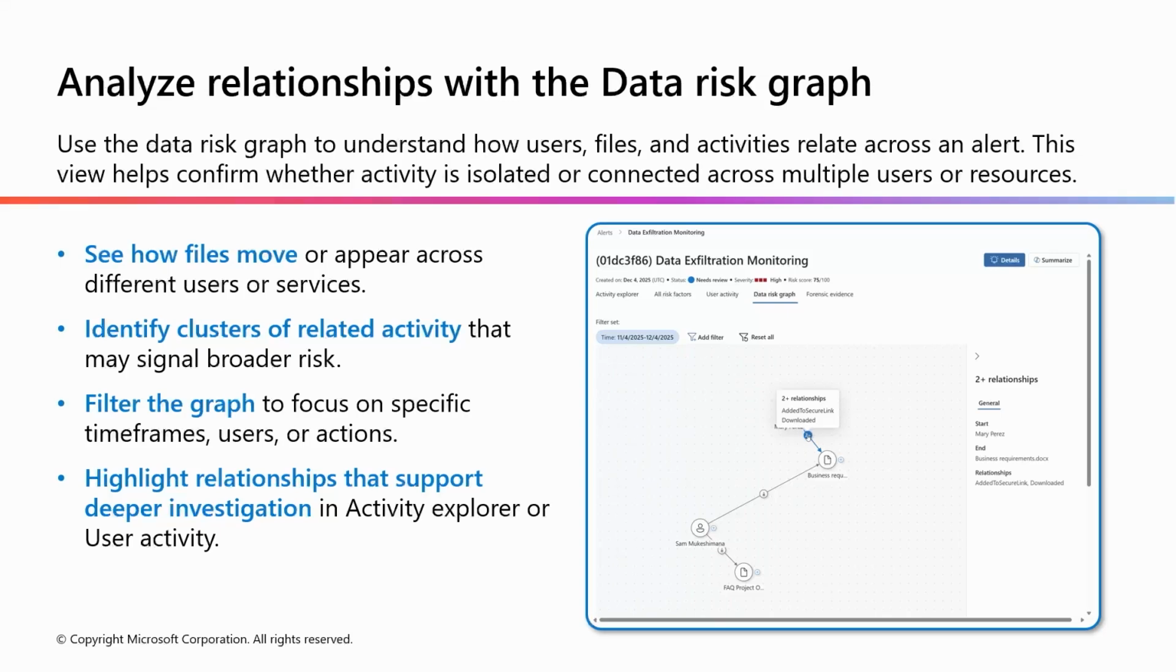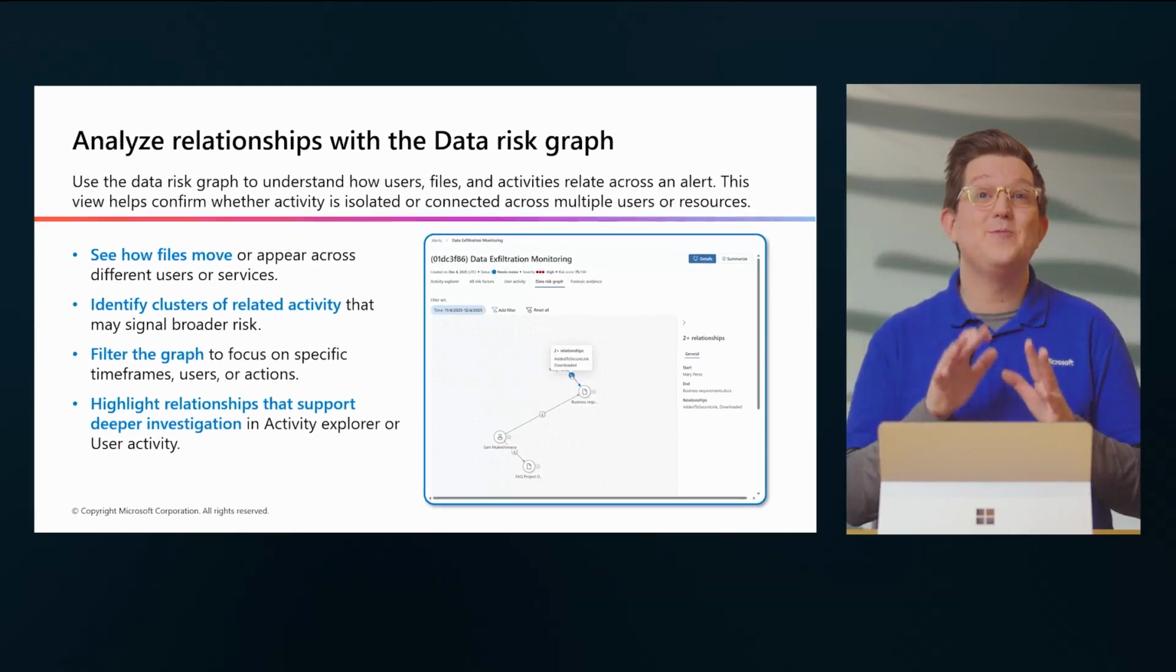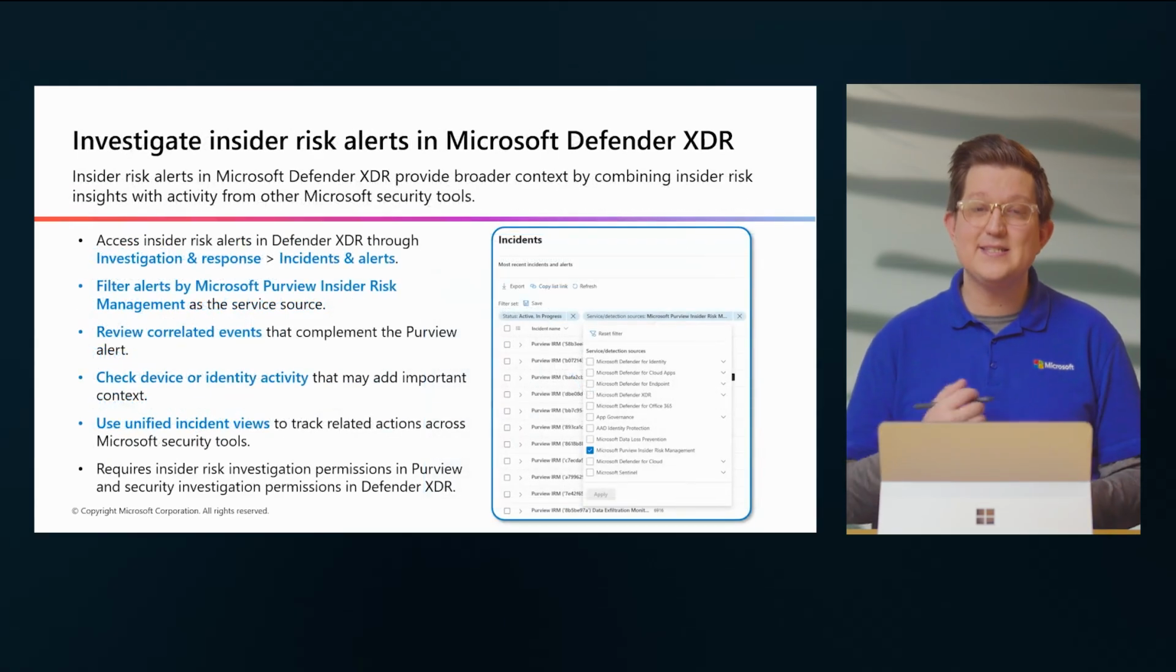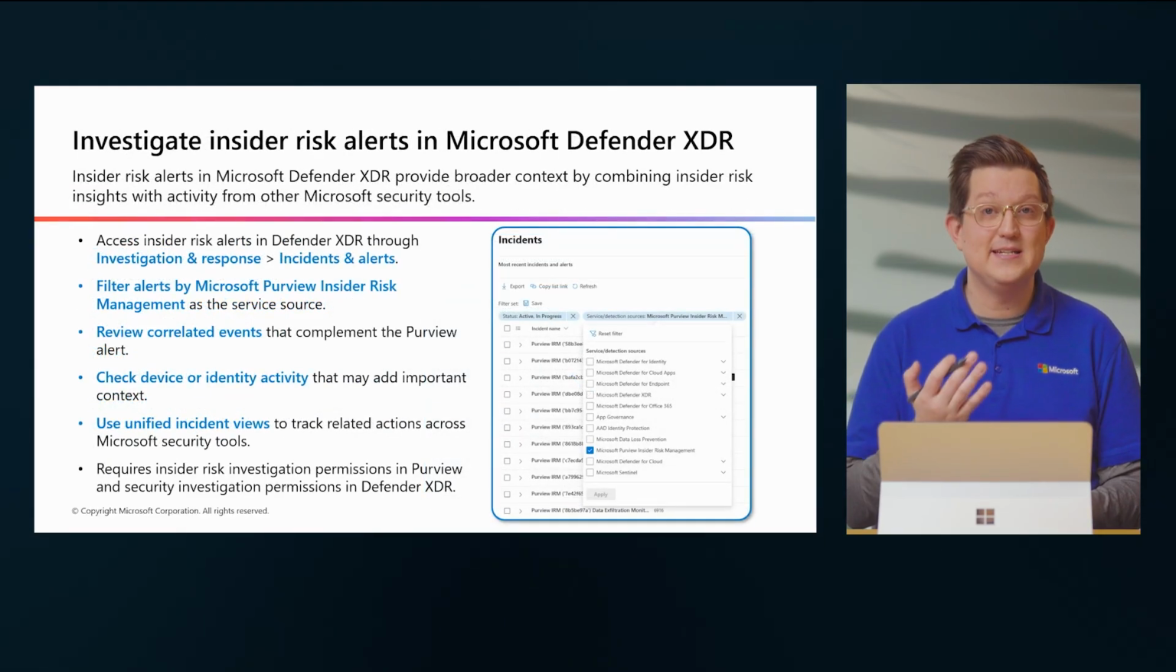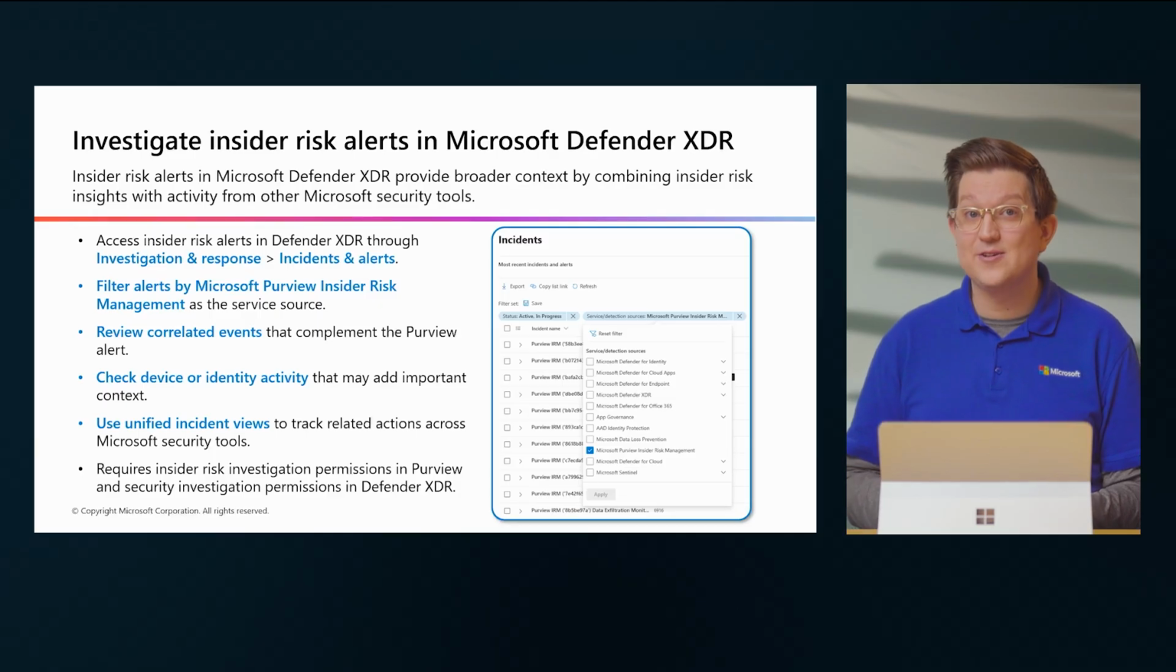Sometimes just trawling through the logs and seeing the row by row doesn't give us the thing we need. We need something that shows and highlights those relationships. And this is a great way to do that if files are the concern that we're worried about. Now, Purview is not the only place we can work. Of course, insider risks will also be surfaced in Defender XDR if you choose to integrate it.